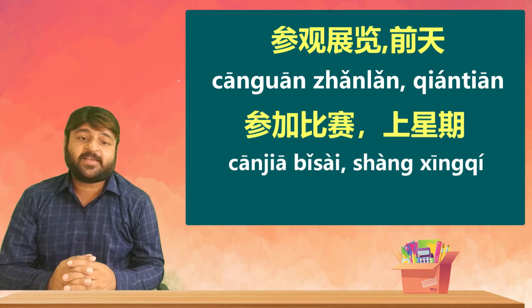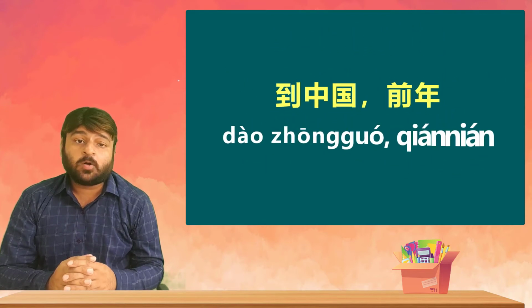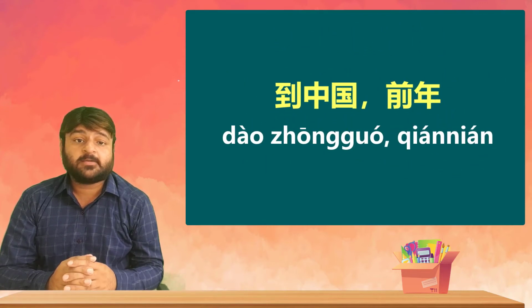Moving on to the next set of two words. 参加比赛 participate in the game or participate in the competition. 上星期 last week. Moving on to the next set of words. 到中国 arrive in China. 前年 year before last year. So what time did he arrive in China? He arrived in China 2 years ago.